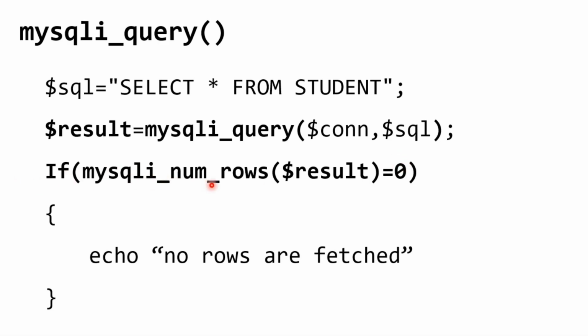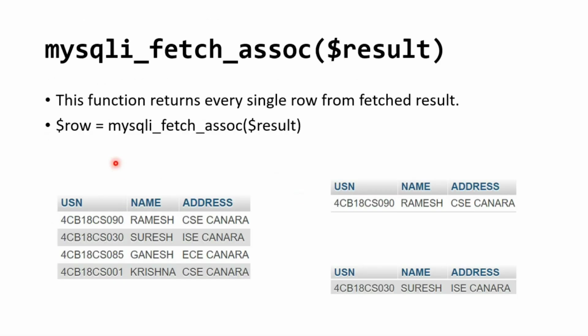Otherwise, if mysql_num_rows of $result is greater than zero, that means at least one row is fetched from the table, so you can process that row further in the PHP program. So this is how the two functions work: mysql_query and mysql_num_rows.